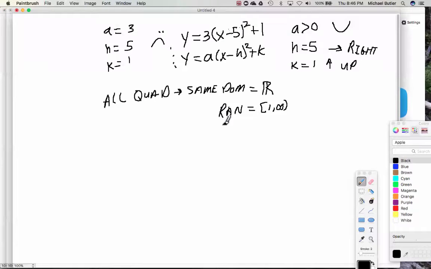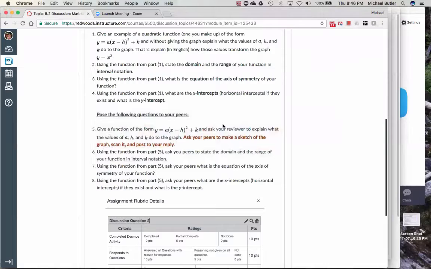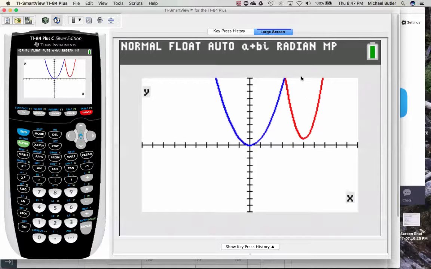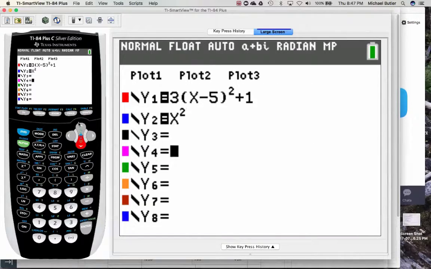All right. So what's the next question here? Let's see. Then on number 7, they say, use the function from before, ask your peers, what is the equation of the axis of symmetry of our function? Okay, so the equation of the axis of symmetry is, if I put in a vertical line that sliced it in half, where would I put that line?